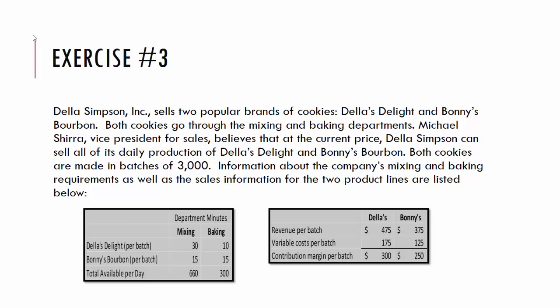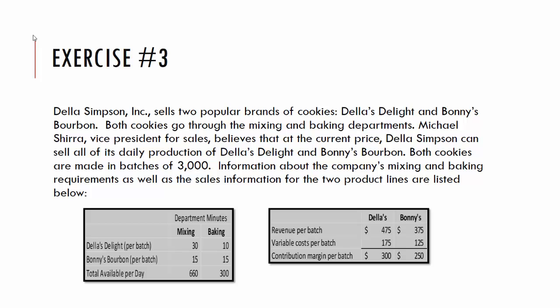We have information below about the company's mixing and baking requirements, as well as the sales information for each of the product lines. So we have our two lines, Della's Delights and Bonnie's Bourbons. The Della's Delights take half an hour to mix each batch, and then it takes 10 minutes to bake each batch. For Bonnie's Bourbons, it takes 15 minutes to mix, and it takes 15 minutes to bake. We're constrained by how much time we have in our two different departments. We only have 660 minutes to put into mixing and only 300 minutes to put into baking, which means we need to figure out, given that information, what is the best mix we can make of Della's Delights and Bonnie's Bourbons?